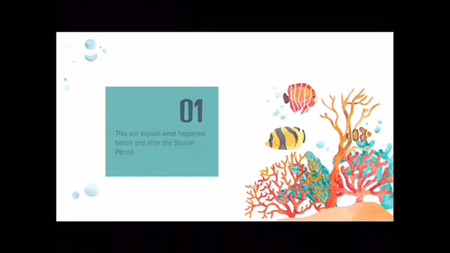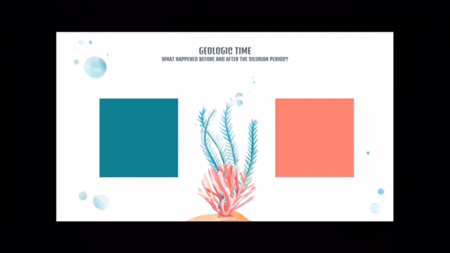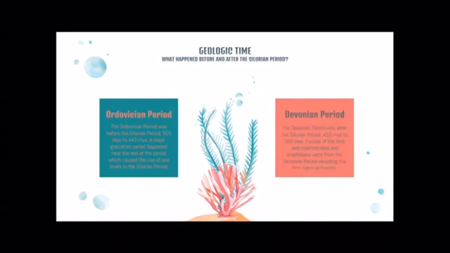The first section we are going to talk about is geological time. This section is going to be about the two periods before and after the Silurian period and how it affected the Silurian period. 505 million years ago was the Ordovician period, where there was major glaciation that resulted in the rise of sea levels in the Silurian period. After the Silurian period was the Devonian period, where there was an increase in temperature and the first signs of forests.